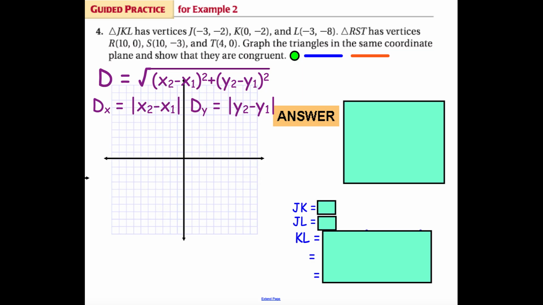Right now, the only way we know how to prove congruent triangles is side, side, side. So we're going to see the lengths of those sides, and that's where the distance formula comes in.